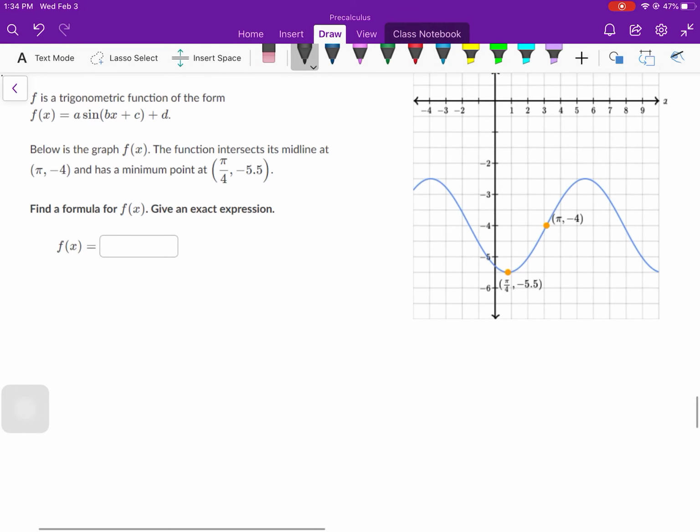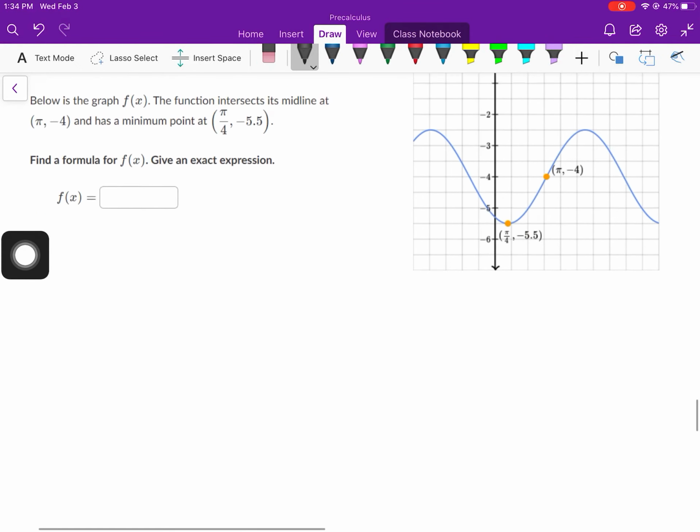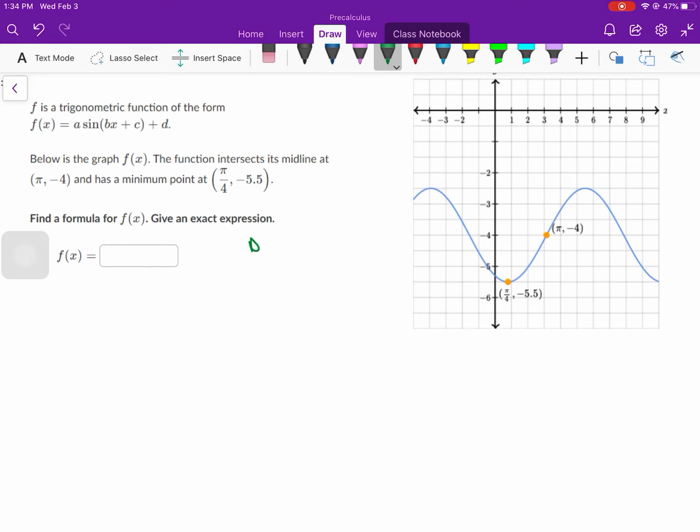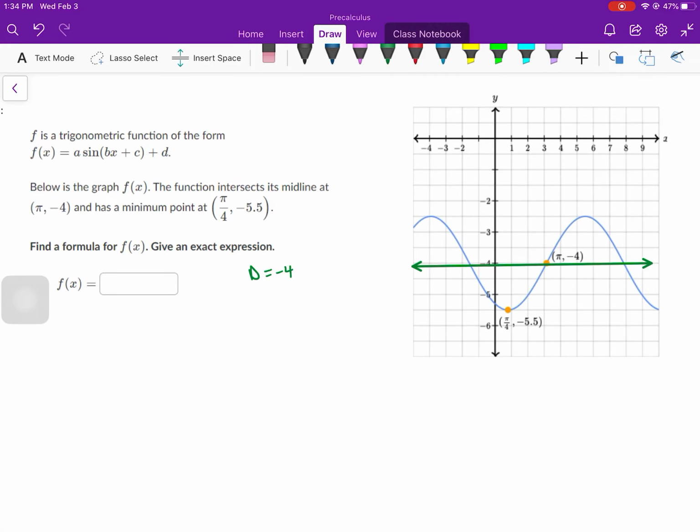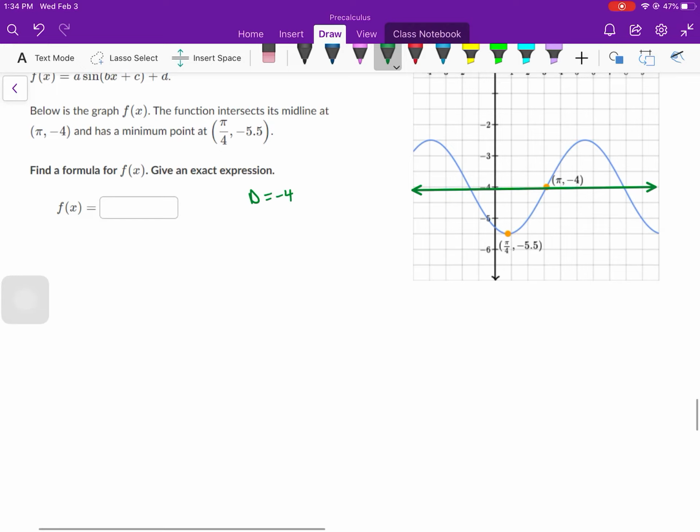So let's find the midline. This time they gave us a point on the midline. So we know that our midline, I used green, is going to be -4. That's easy because that's the y value. Let me go ahead and draw a line going through that. There you go, so that's our midline. So what's our amplitude? Our amplitude is going to be that distance to the midline, right? So let's find this distance to the midline. That's going to be -4, the greater value, minus -5.5, which is going to equal 1.5.